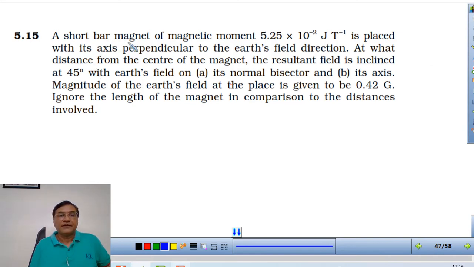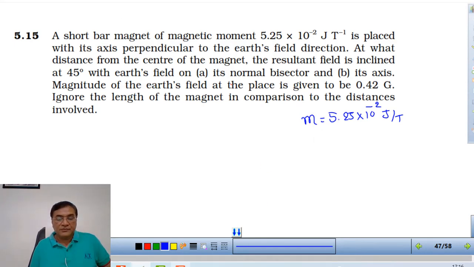A short bar magnet of magnetic moment 5.25 into 10 raised to minus 2 joule per Tesla is placed with its axis perpendicular to Earth's magnetic field direction. At what distance from the center of the magnet is the resultant field inclined at 45 degrees with Earth's magnetic field?